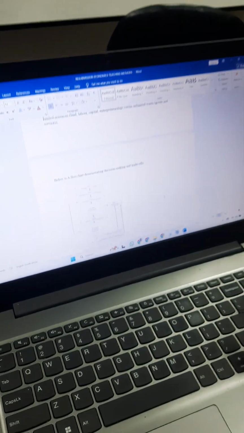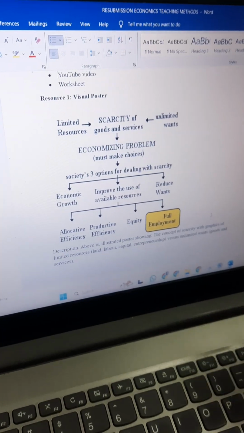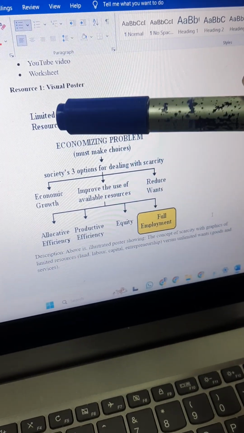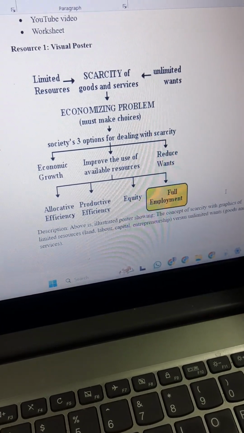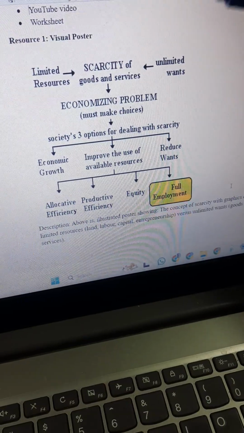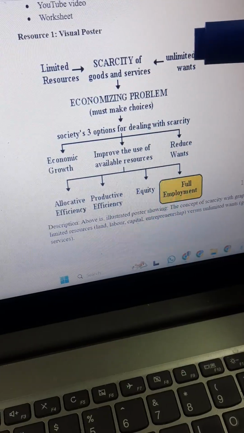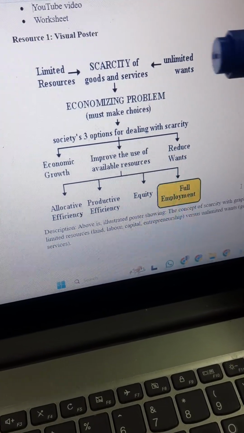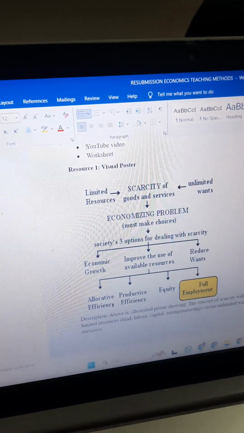What are we going to do now on a visual poster? A visual poster is a poster that will illustrate the concept with a graphic. Limited resources, as indicated here, are land, capital, and also maybe business, which indicates the scarcity of goods and services versus the unlimited wants for goods and services, which shows the economic problem.